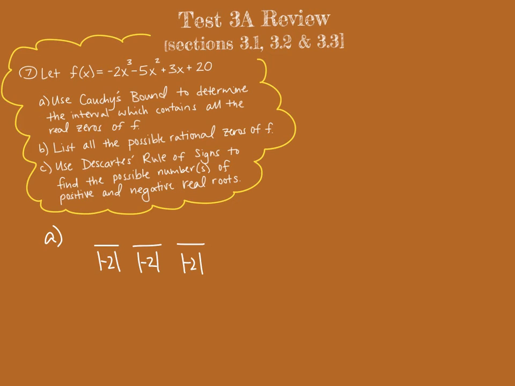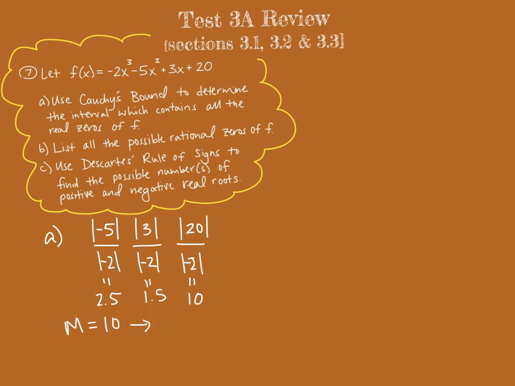So we have to choose the biggest number. Then in our numerator, we put the absolute value of our other coefficients over the constant. So -5, 3, and then 20. Okay, the biggest number: this number is equal to 2.5, 5 halves. This number is equal to 1.5, 3 halves. And this number is equal to 10. So 10 is our winner, M is 10.